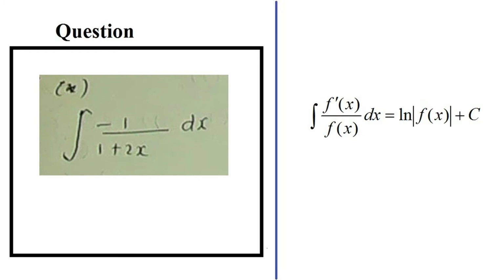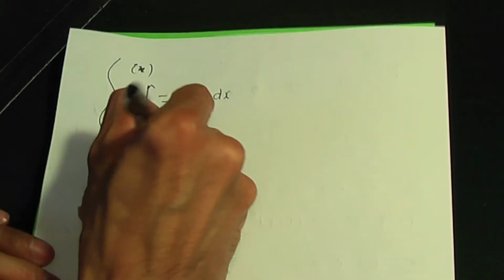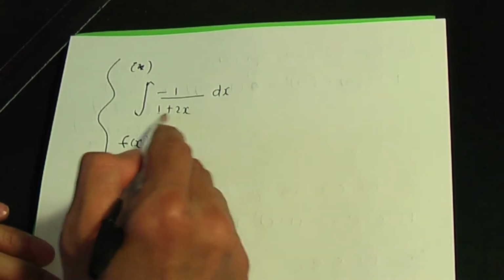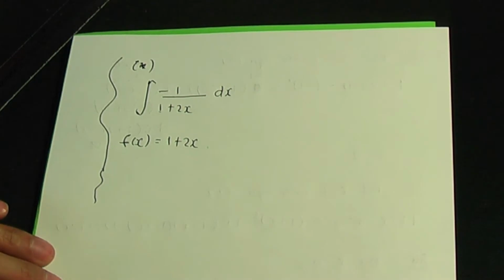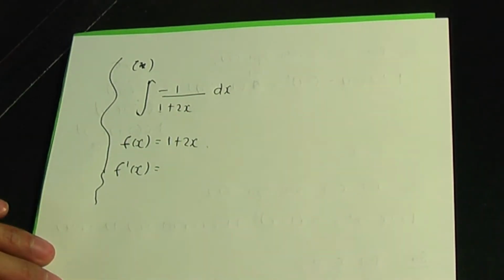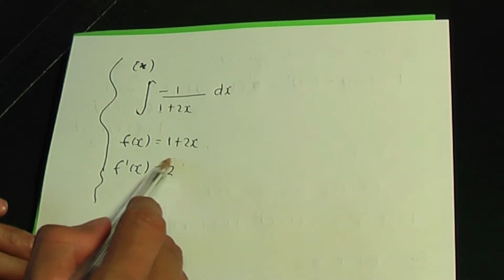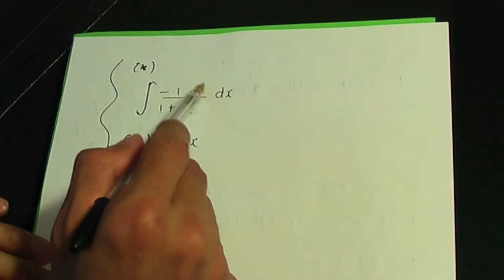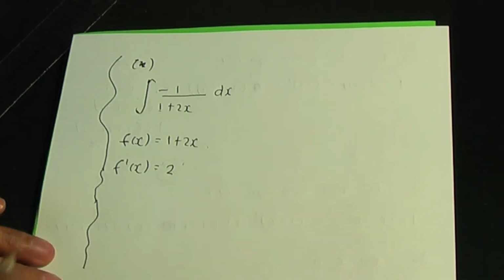So since it's a fraction, let's try f primed over f. Let's see whether f primed over f works. f of x is the term in your denominator, which is 1 plus 2x. And f primed, when we differentiate, is 2. 2 is related to the numerator, so f primed over f does work.